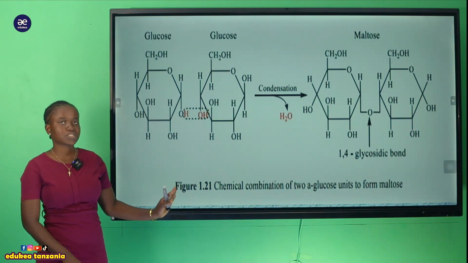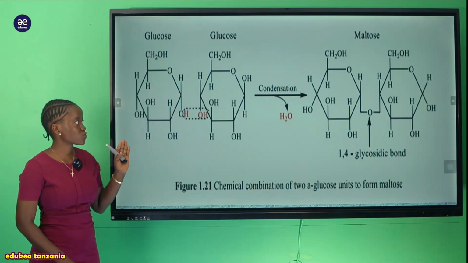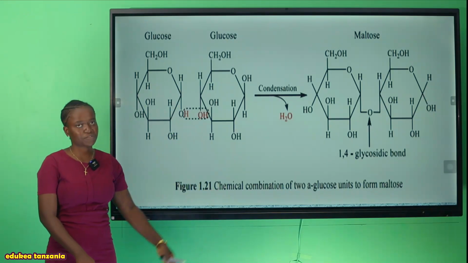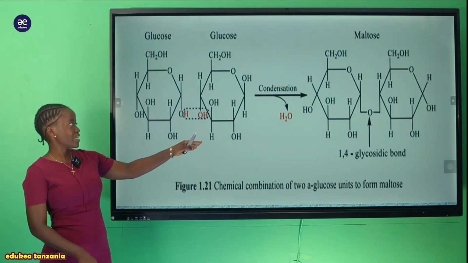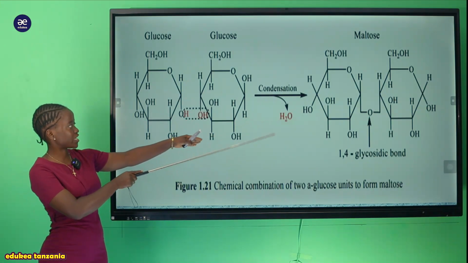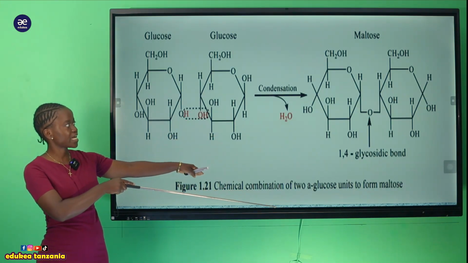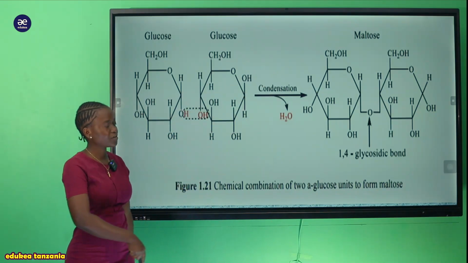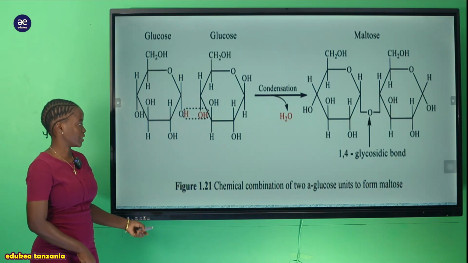That is how maltose is formed. It is just a combination of two molecules of alpha glucose, which results in a condensation reaction. That is, a molecule of water is removed, and thereby a 1,4 glycosidic bond is formed.